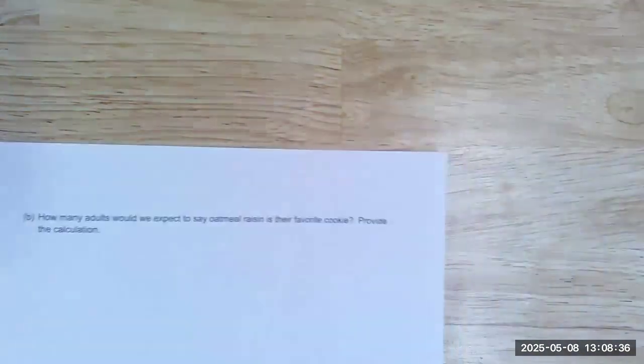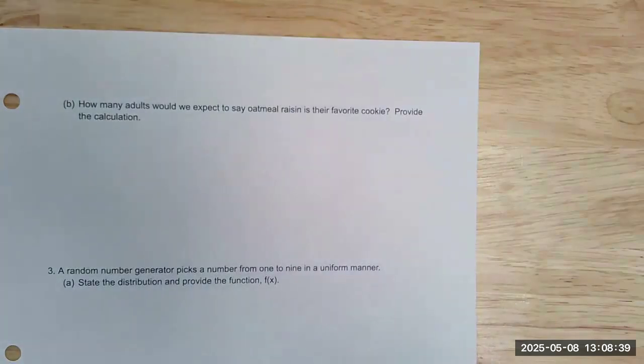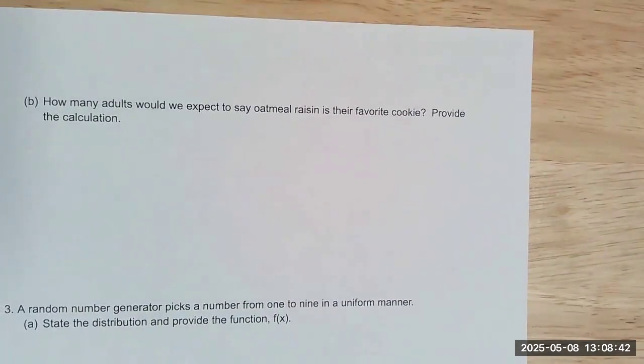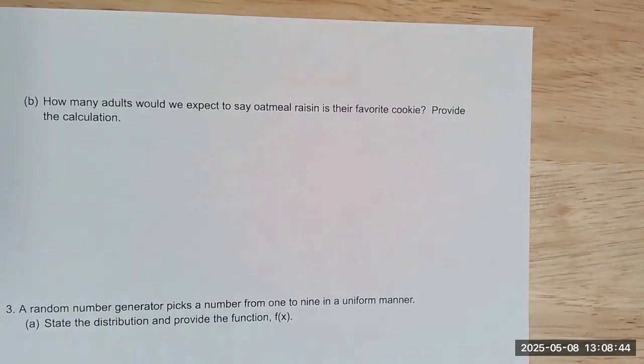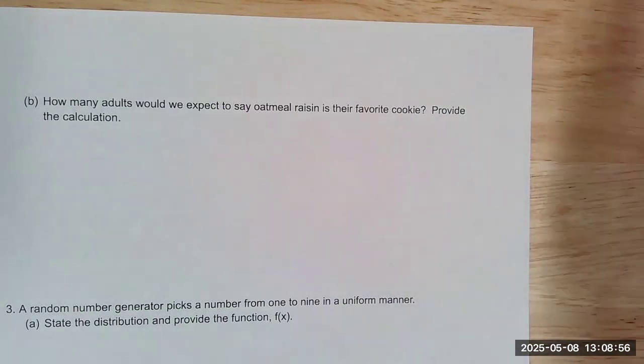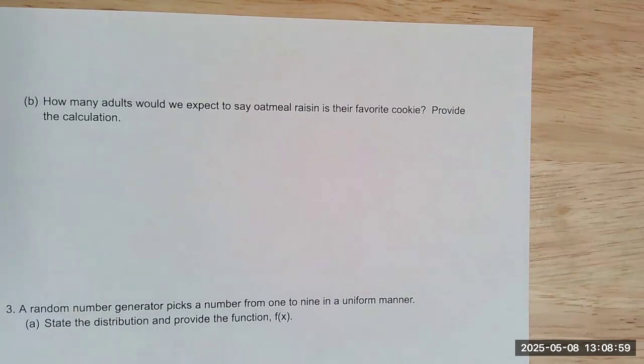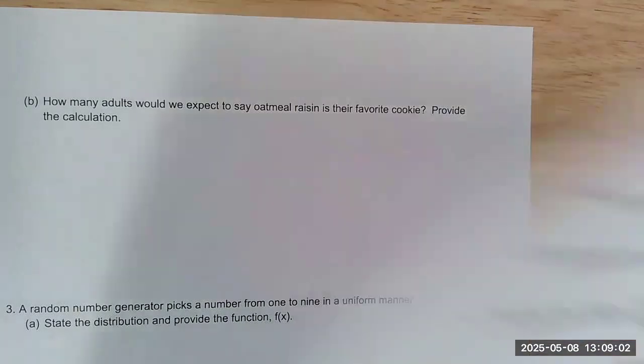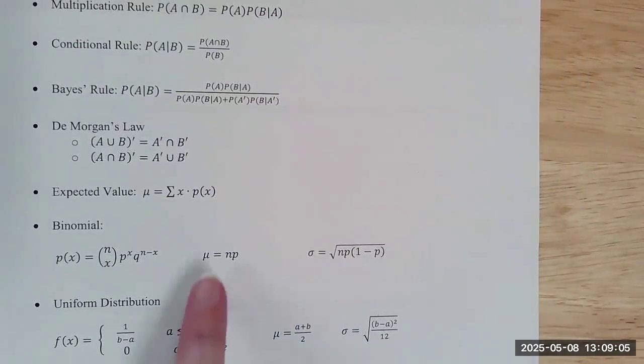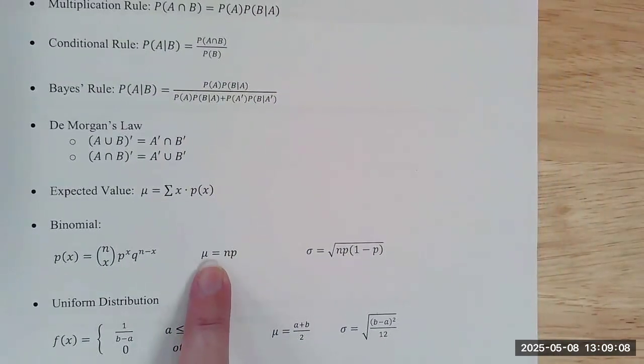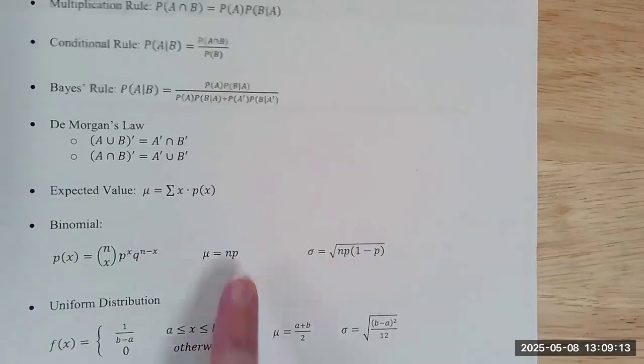Okay. Second part doesn't require that table, but it does require us to remember a thing. How many adults would we expect to say oatmeal raisin is their favorite cookie? Expect. That's an expected value thing happening. When she says, how many adults would you expect to say oatmeal raisin is their favorite cookie? You're in the land of, on her formula sheet, expected value is the same thing as asking for the mean. So you're going to use n times p to give that.